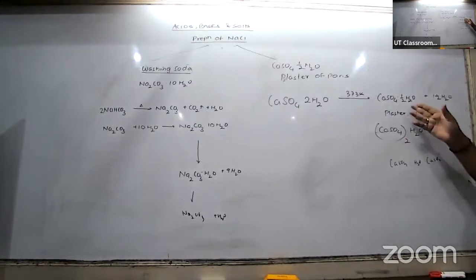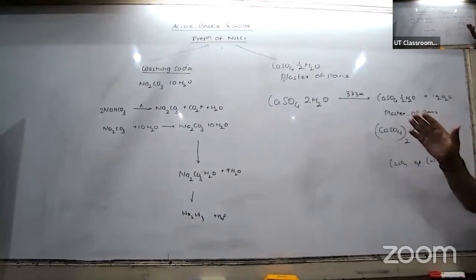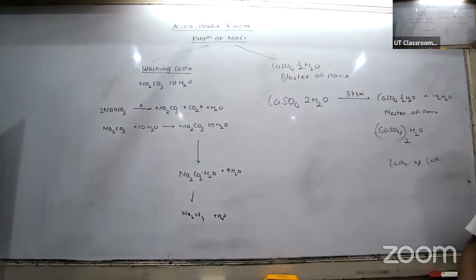We can use it as gypsum. Again, we can convert back into what? But एक time आता है कि जब half water molecules भी निकल जाते हैं, उसका binding property खत्म हो जाता है. Again, we cannot convert into gypsum back. Clear?